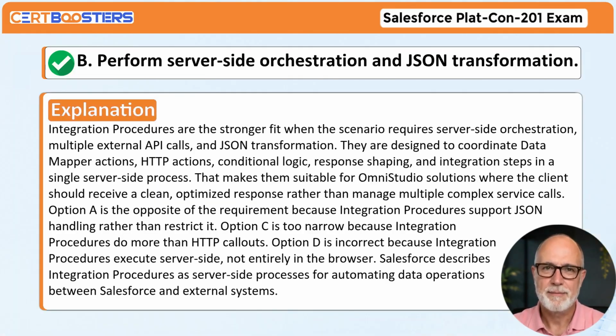Correct answer: B. Perform server-side orchestration and JSON transformation. Explanation: integration procedures are the stronger fit when the scenario requires server-side orchestration, multiple external API calls, and JSON transformation. They are designed to coordinate data mapper actions, HTTP actions, conditional logic, response shaping, and integration steps in a single server-side process. That makes them suitable for OmniStudio solutions where the client should receive a clean, optimized response rather than manage multiple complex service calls.